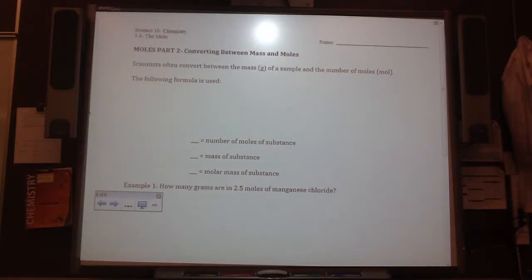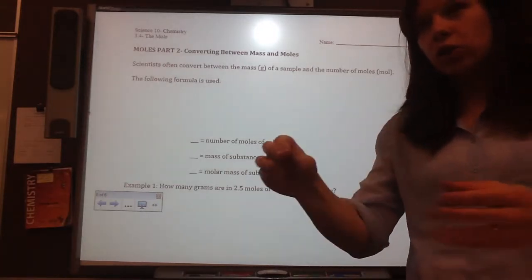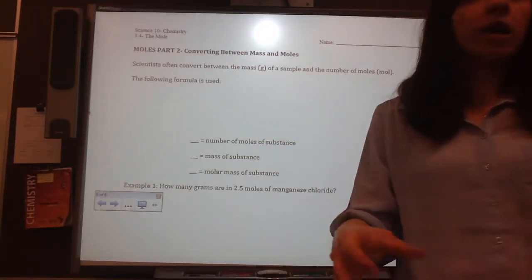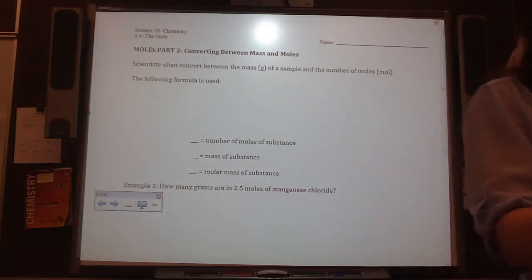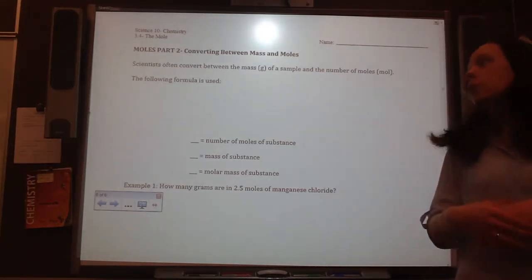Last day we just talked about how to calculate the molar mass of elements or compounds. But now we're going to have a larger application of this. Scientists often convert between mass of a sample and number of moles, because when you go out to measure samples of chemicals, there's not a scale that's measured in moles. There just isn't. Every scale that you use is measured in grams. So you need to be able to convert from moles to grams.